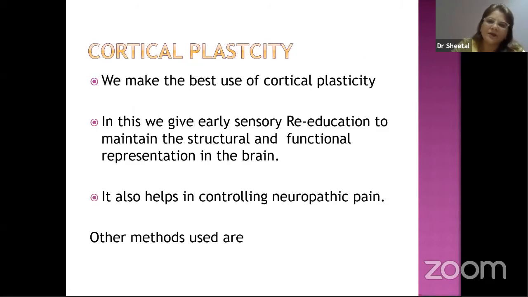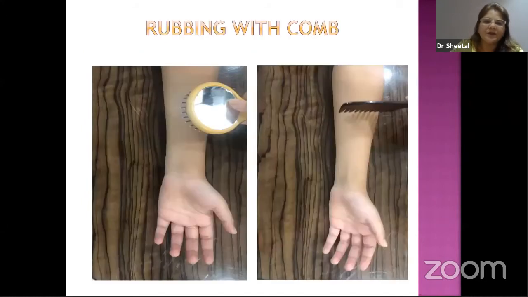Cortical plasticity. We make the best use of cortical plasticity. In this, we give early sensory re-education to maintain the structural and functional representation in the brain. It also helps in controlling neuropathic pain. There are also other methods which are used.